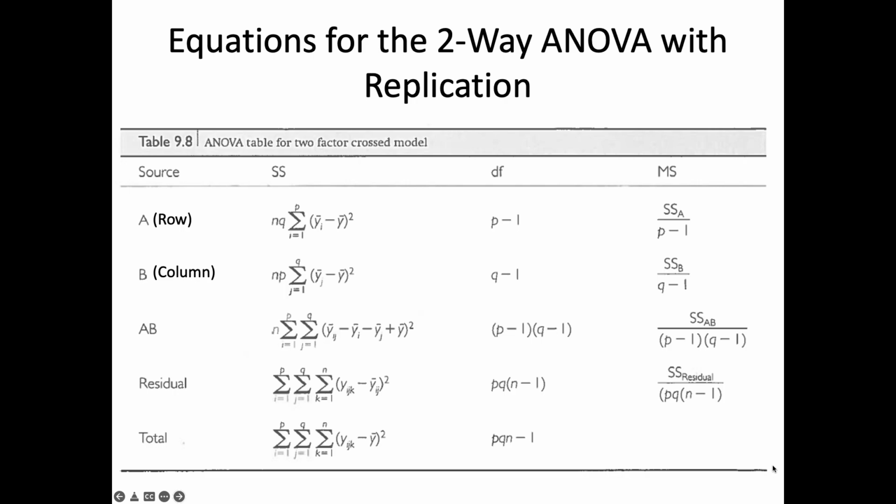Go back to the equation, for example, sums of squares of rows. It's n times q. Q is the number of columns that your row is spanning across. N is the number of observations within each of those cells. N times Q in this case is 6, because your row mean is based on 6 values. So you can always think about your weighting on the basis of what you're comparing to the grand mean. This thing has an underlying sample size of 6, so you weight it by that.